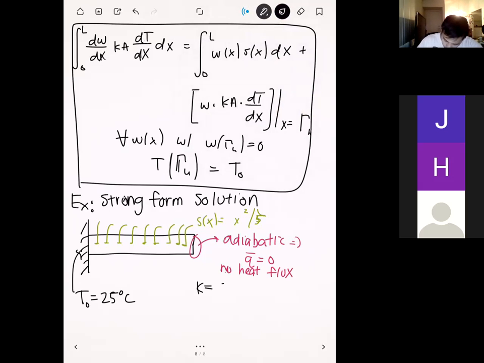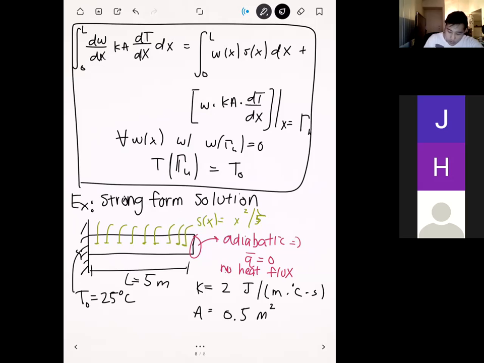All right, so let's define some properties. Our thermal conductivity is going to be 2 joules per meter degrees Celsius seconds. Our area is 0.5 meters squared, and our length is equal to 5 meters. We're going to use this information to solve the strong form for the exact solution. Any questions on this?